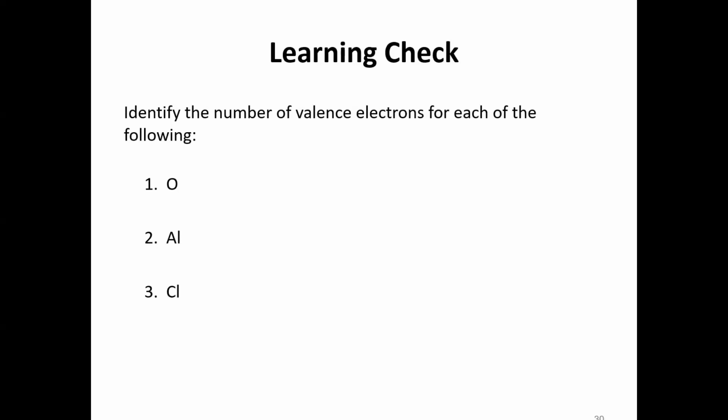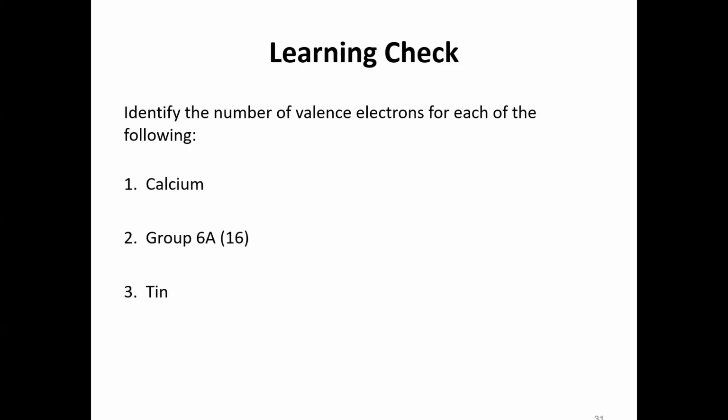So using your periodic table, let's look at the following, and I want you to tell me how many valence electrons are in each of the following. So O stands for oxygen. Oxygen itself is in group 6, so it will have 6 valence electrons. If we're looking for Al, Al is aluminum. Aluminum is in group 3, so it will have 3 valence electrons. And if we're looking at chlorine, Cl, chlorine is all the way in group 7. It is a halogen. So everything in group 7 has 7 valence electrons.